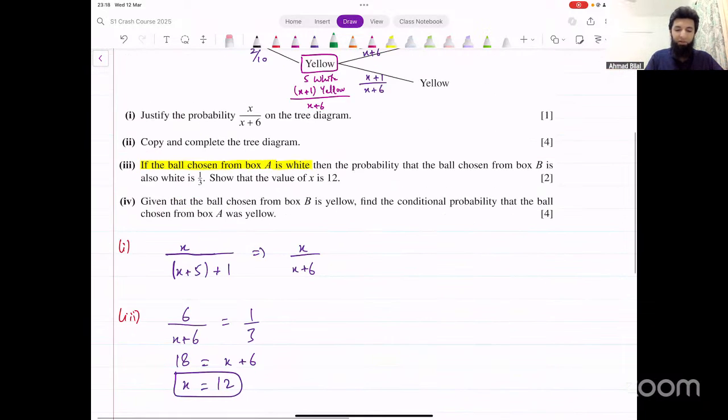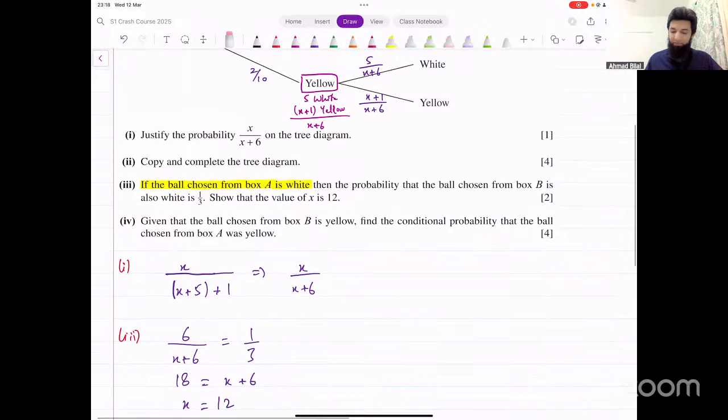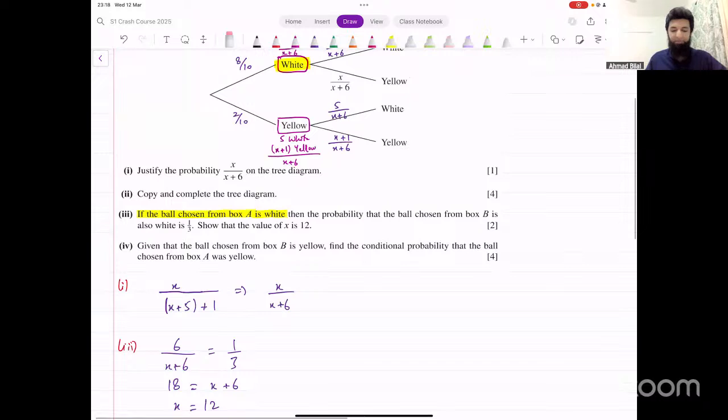Okay, that was part 3. X equals 12. That's the value that we get. Now it says part 4. Given that the ball chosen from box B is yellow, find the conditional probability that the ball chosen from box A was yellow. Whenever you see given that, understand they're talking about conditional probability. In this case, they've explicitly used this terminology as well. But even if they said, given that the ball chosen from box B is yellow, find the probability that the ball chosen from box A was yellow, that also means they're talking about conditional probability. All right.